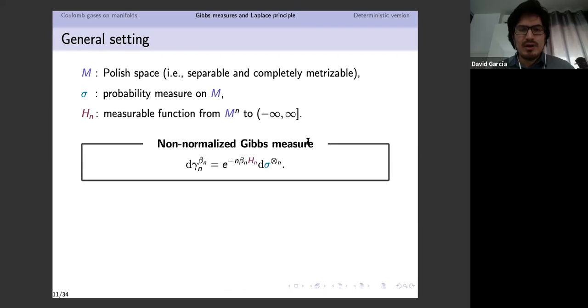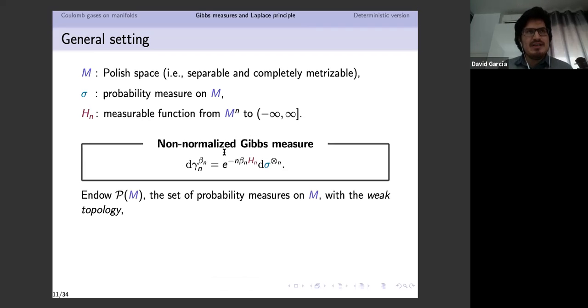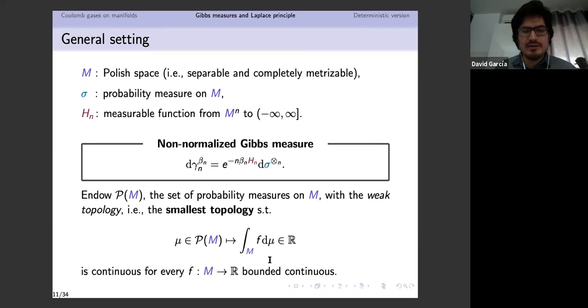Now, instead of the Gibbs measure that I defined before, I will prefer to define this non-normalized version, because I don't care so much about the 1/c that was here. So it's the same definition as before, except that there is no 1/c. Now we will be interested in the space of probability measures in M endowed with the weak topology. What's the weak topology? With that I mean the smallest topology such that the functions that are integration with respect to continuous bounded functions are continuous. So each of these functions is continuous, and we are thinking about the smallest topology that satisfies this property.